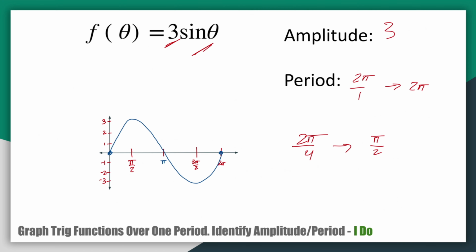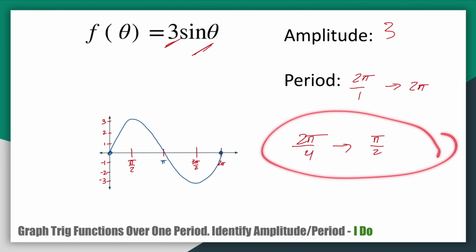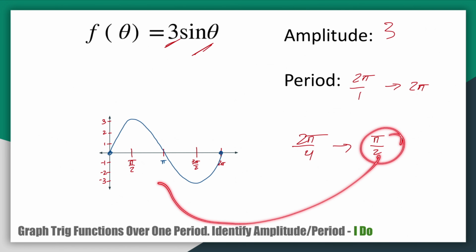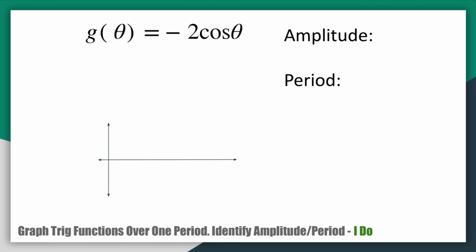Okay? And you're going to do it this way. Find your amplitude. Find your period. Divide your period into 4 even segments. Use those segments to create your x-axis. Draw your amplitude on the graph. And then draw your function. Okay? Now, let's do another one. Except for this one, it's a cosine function. Why don't you guys?